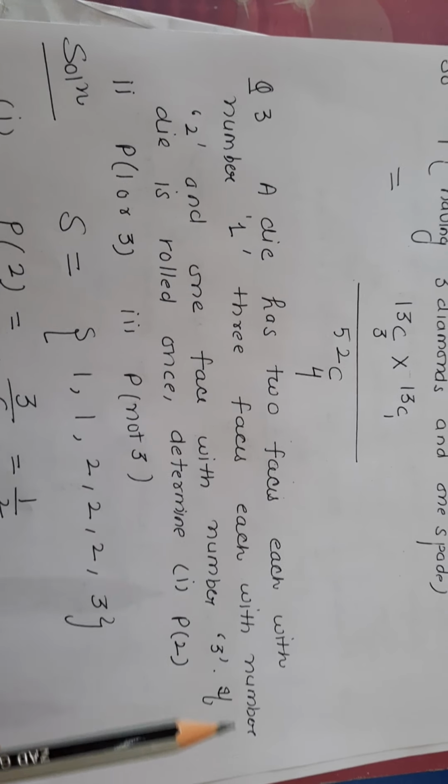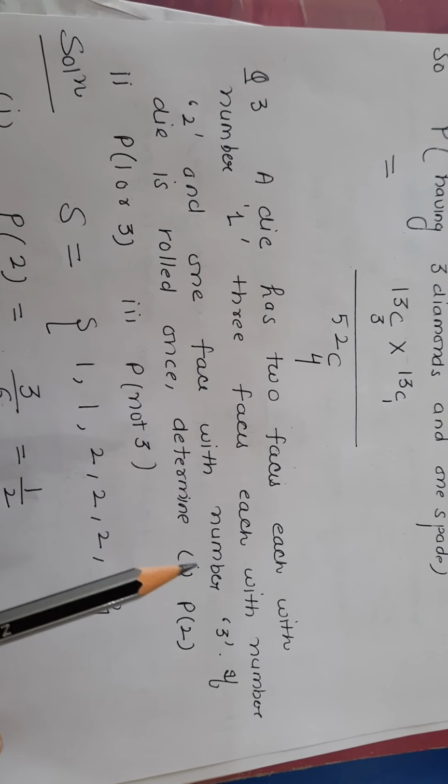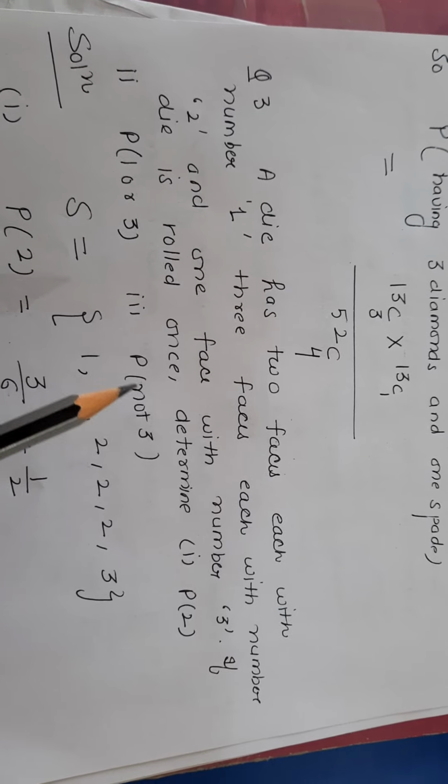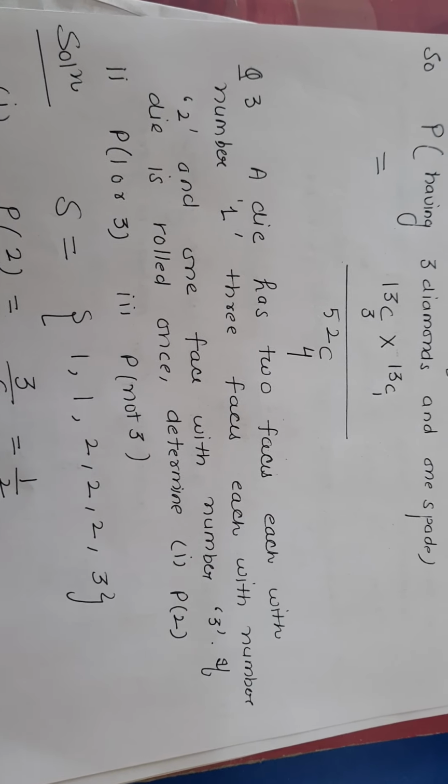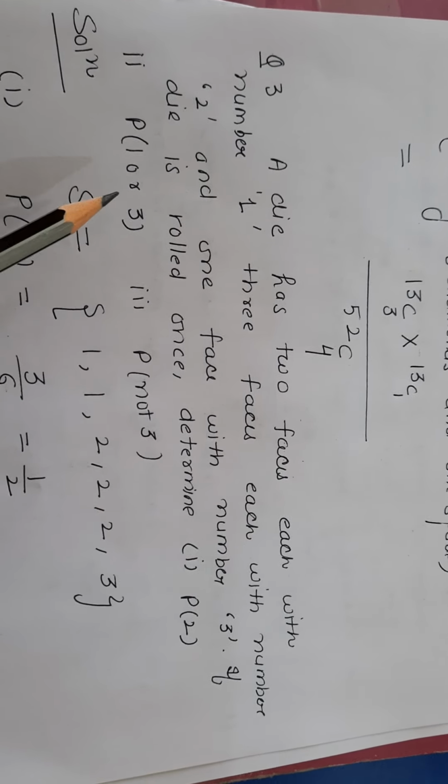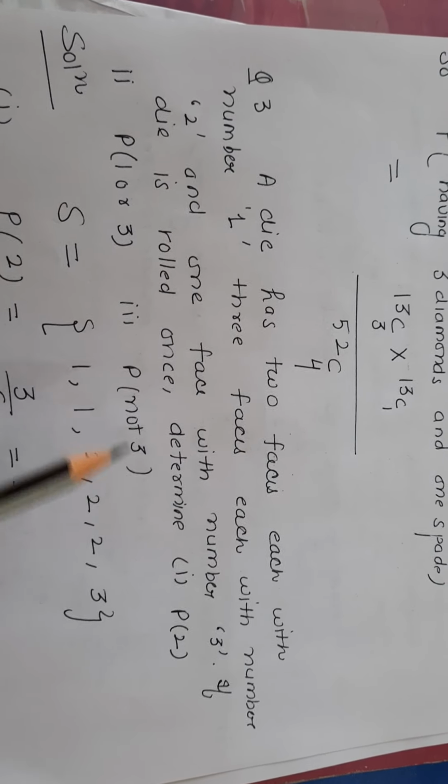Third question. A die has 2 faces each with the number 1, 3 faces each with the number 2 and 1 face with the number 3. If the die is rolled once, find the probability of getting 2. Second part, 1 or 3. The third part, not 3.